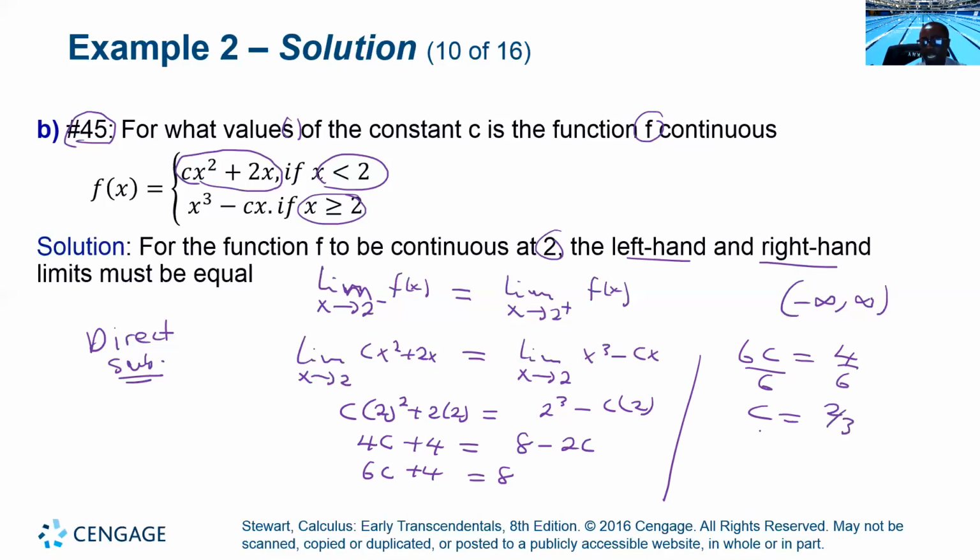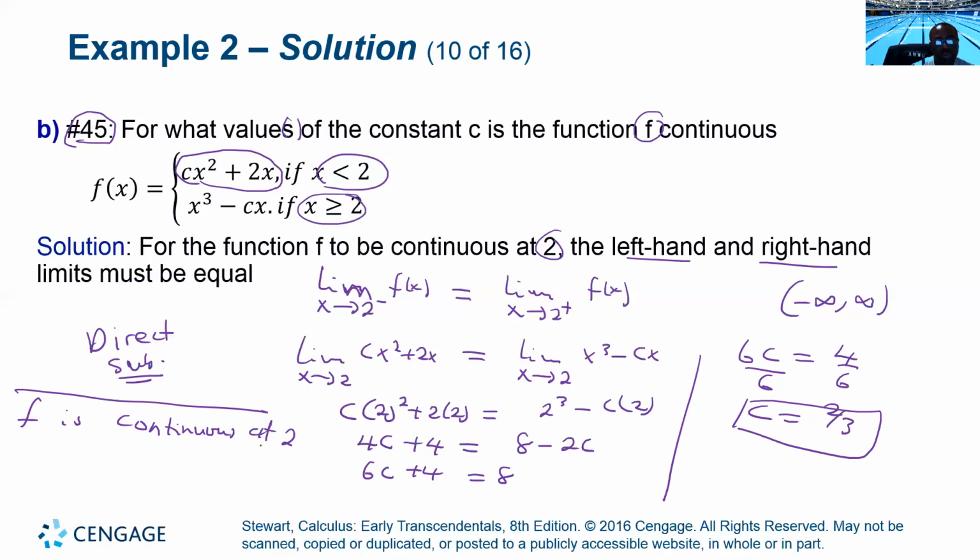So it means that the function f is continuous at 2 when c is equal to 2 over 3. That'll be your answer.